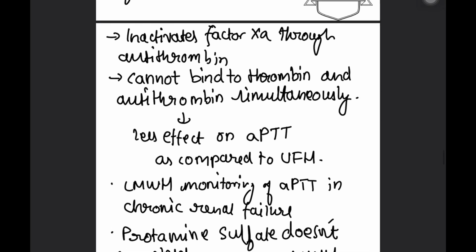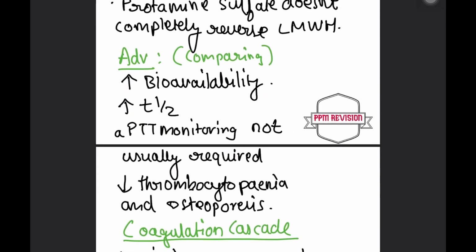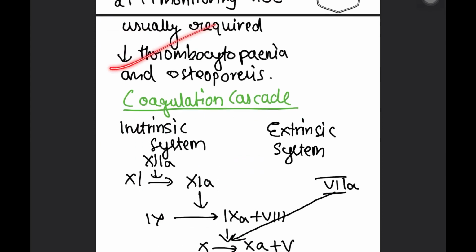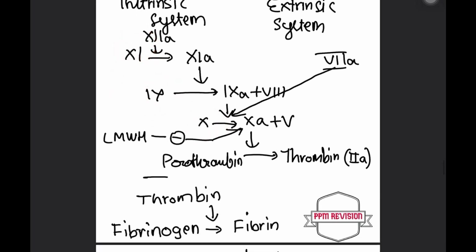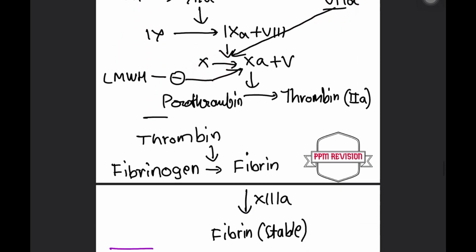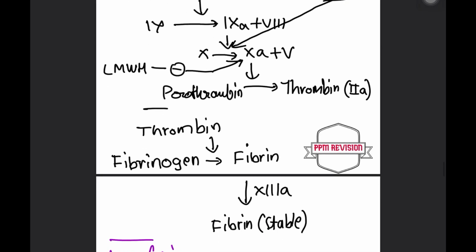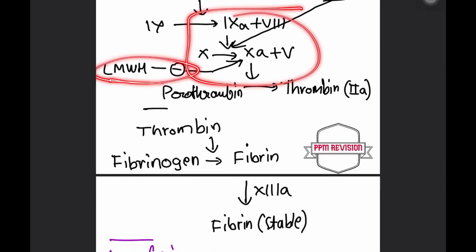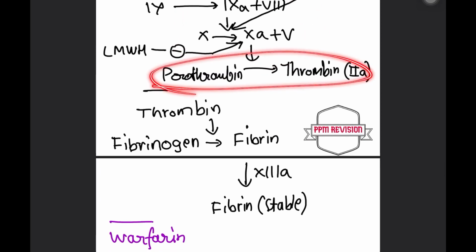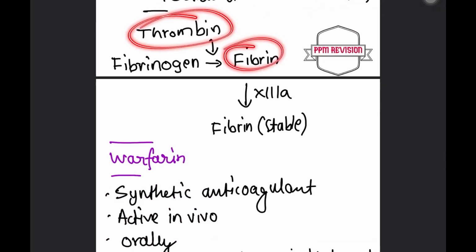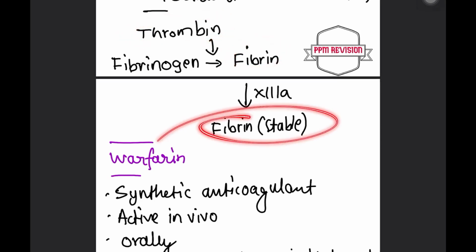And then talking about the advantages of LMWH: increase in bioavailability and t1/2, very important, and decreased thrombocytopenia. Then the coagulation cascade is important. Memorize these numbers, that is 11, 9, 10, and here from 7, 10, and then it moves on. Then LMWH inhibits this reaction step, the conversion of prothrombin to thrombin, and thrombin to fibrin. Thrombin helps in formation of fibrin, and fibrin becomes stable fibrin.